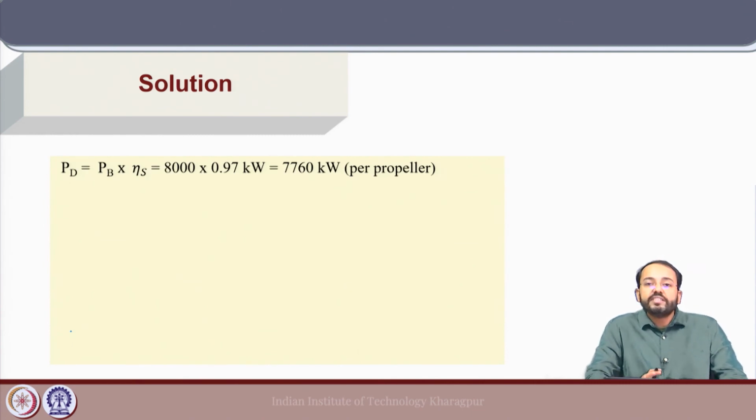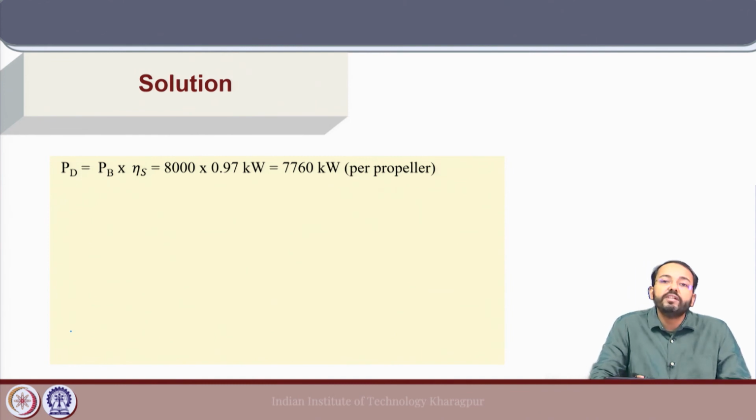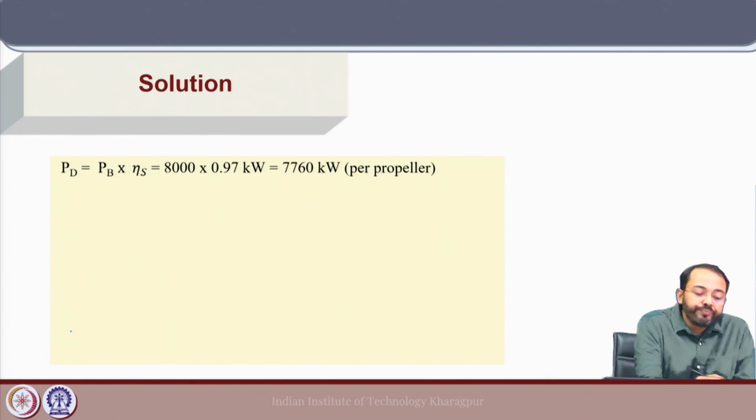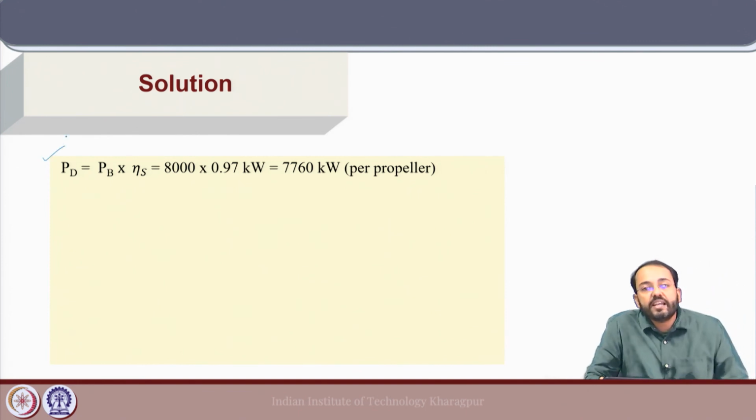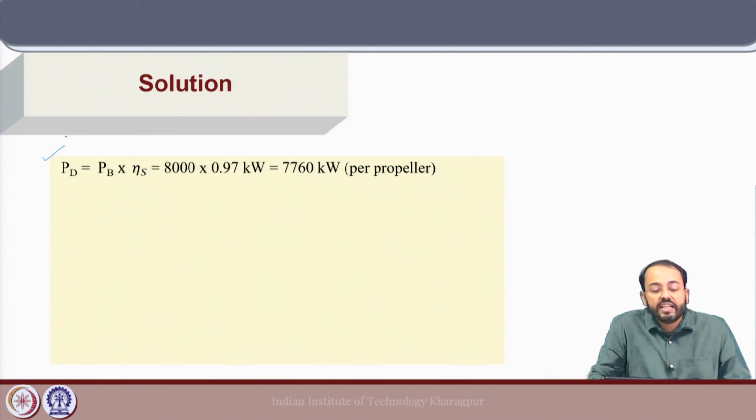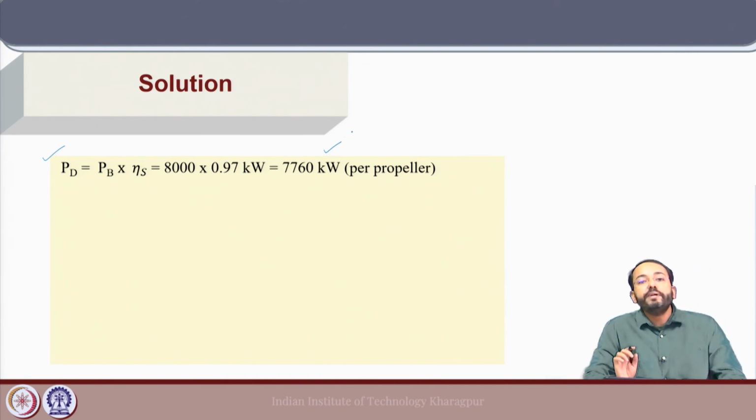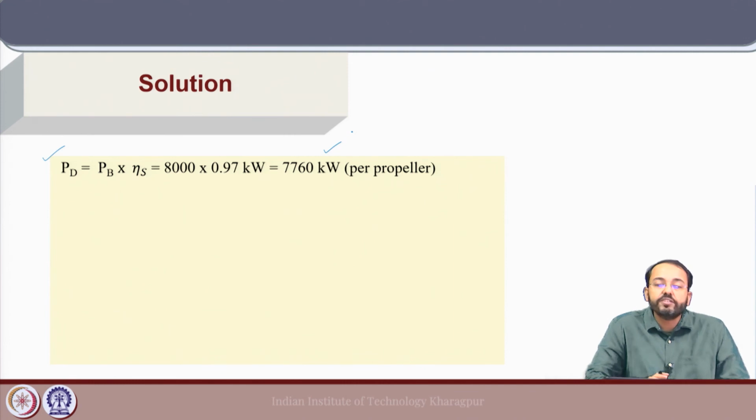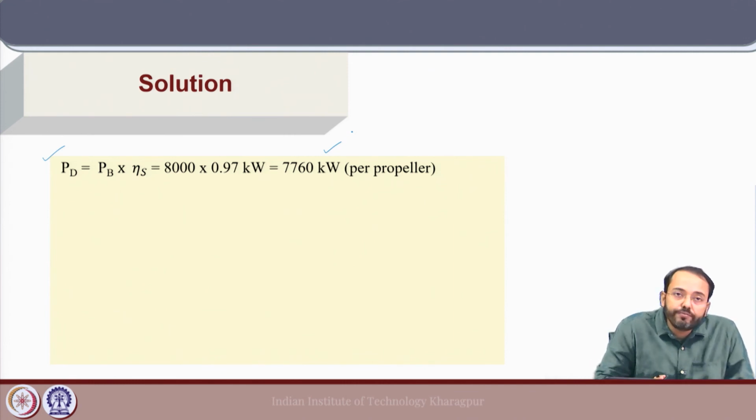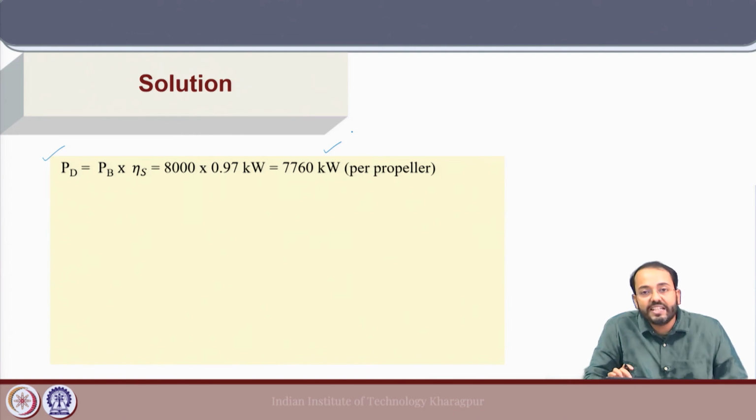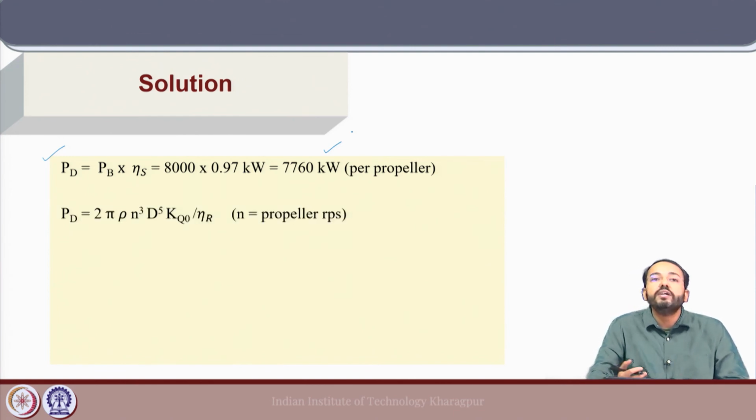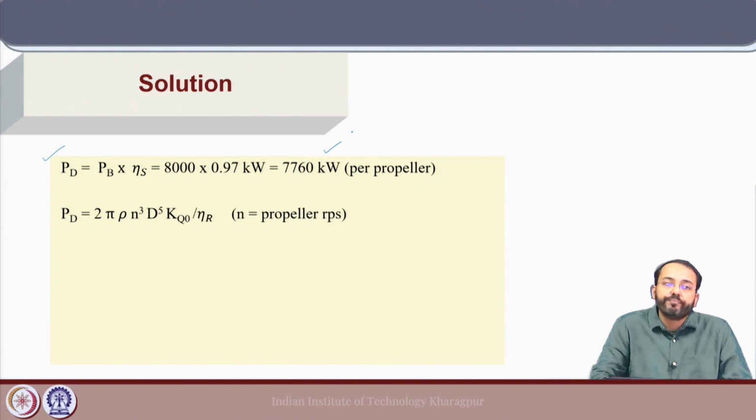So, the first step will be to calculate the delivered power, because we have to compute the propeller RPM. The delivered power can be easily calculated from the brake power of the engine using the shafting efficiency, and this value is the delivered power PD for each propeller, because we have two propellers. If we have the PD for each propeller, we can use that to calculate the propeller RPM using the value of torque.